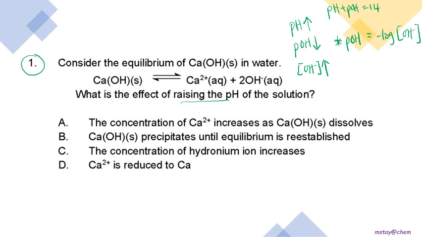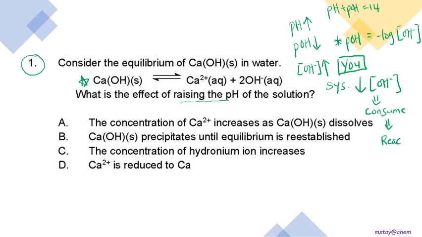The concentration of OH negative increasing is basically the disturbance made by you. So what is the system going to do? The system is going to reduce the concentration of OH negative. Refer back to the equation here. If the system would like to reduce the concentration of OH negative, it needs to consume OH negative. If the OH negative is consumed, it needs to act as a reactant. And then the equilibrium position shifts to the left.